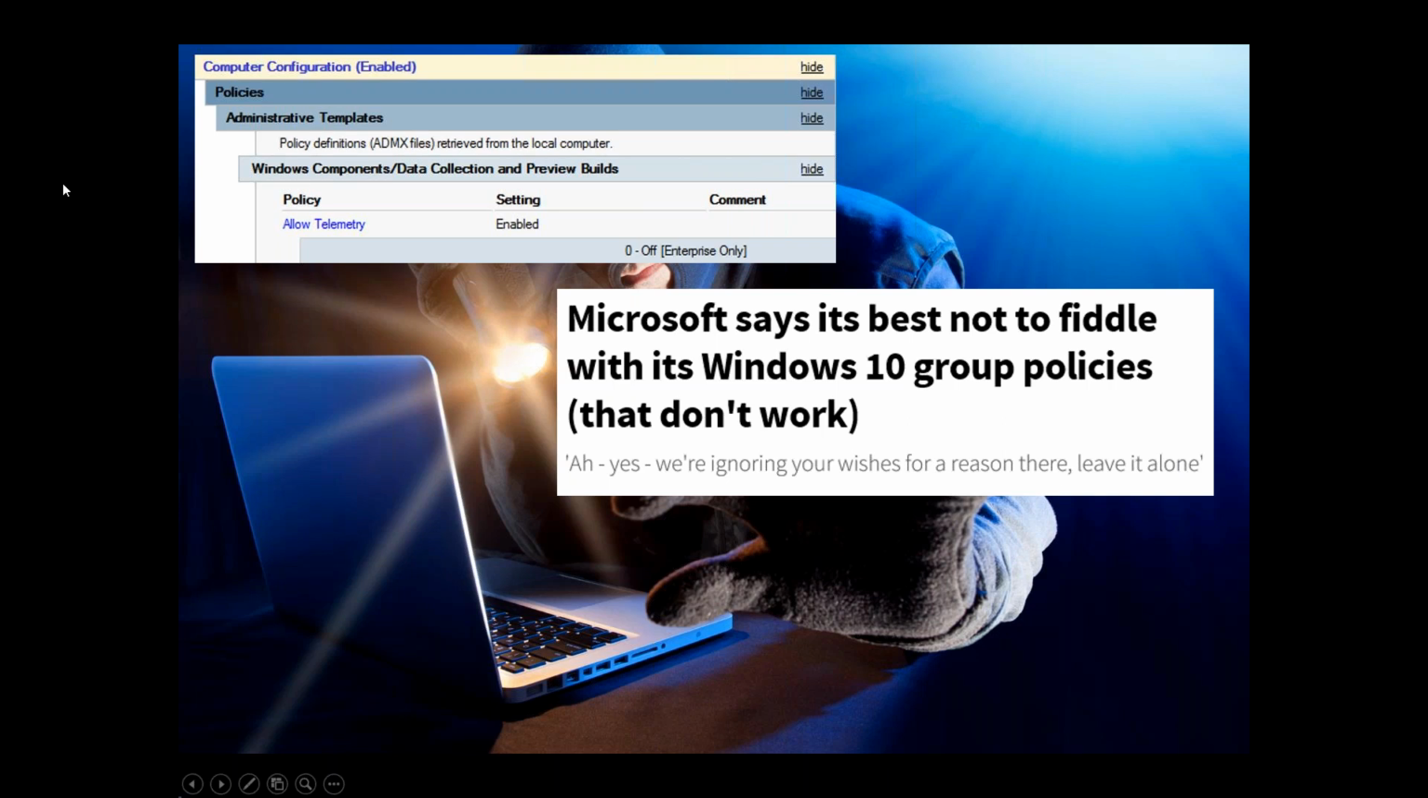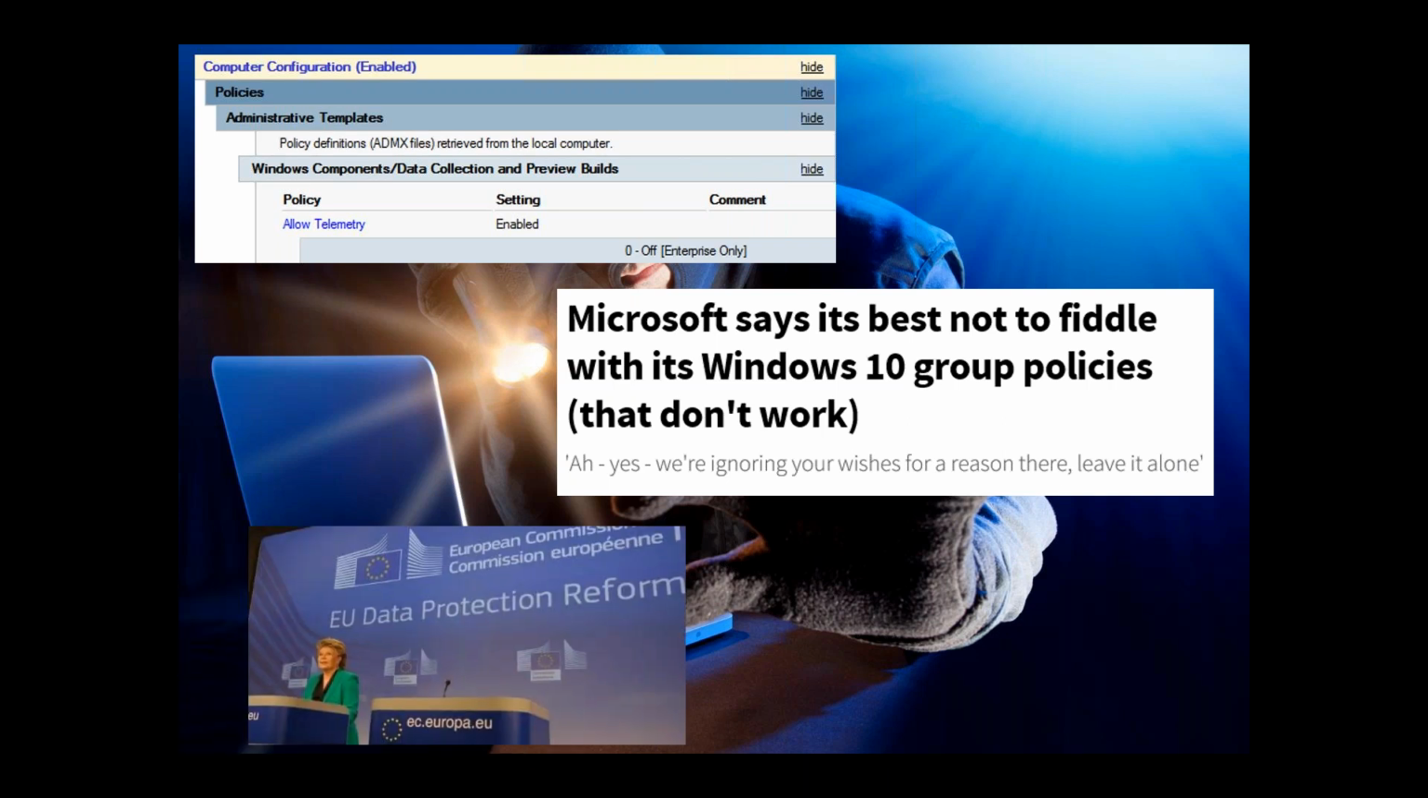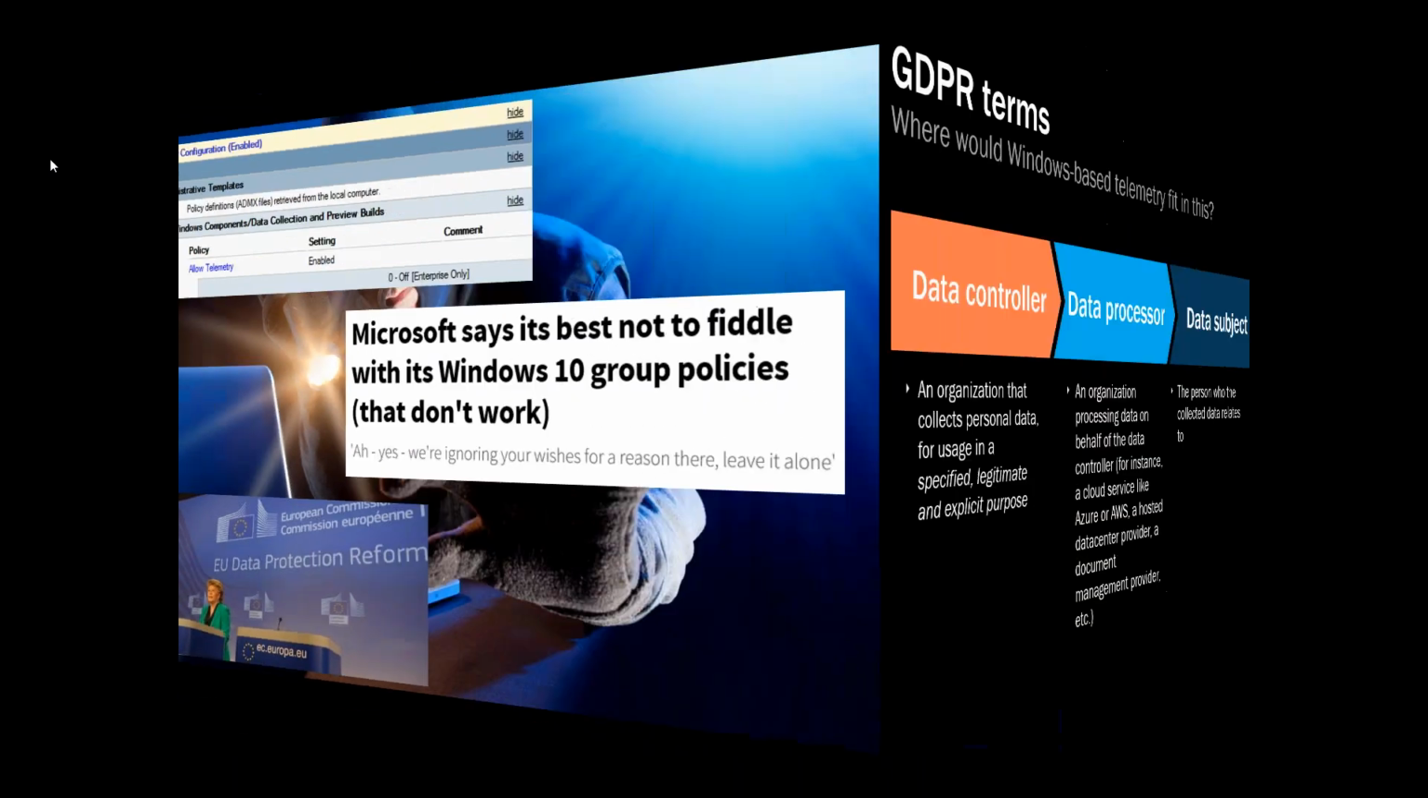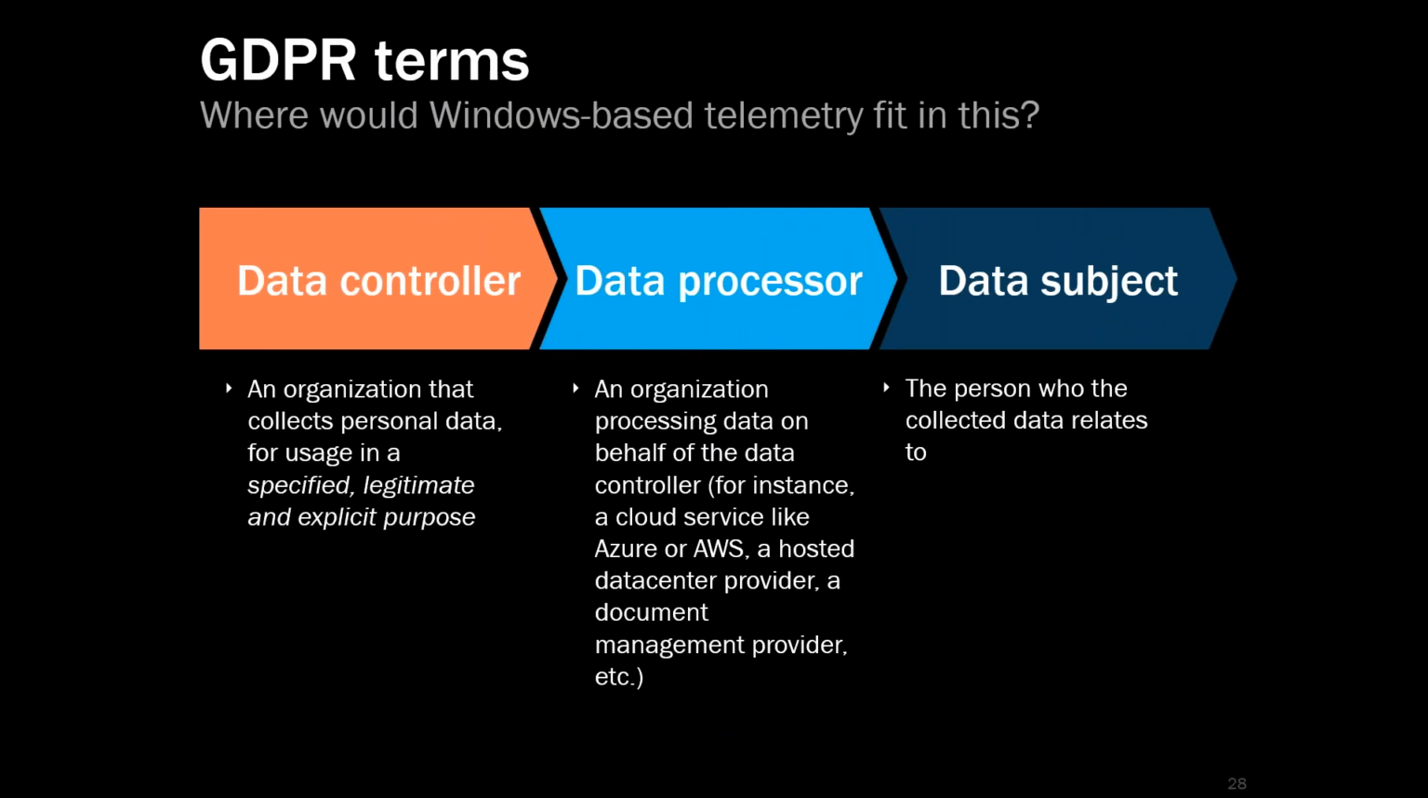Now, I don't know how many people out there are within the EU, but we have a thing coming up called EU GDPR. And this is a radical overhaul of the existing data protection laws, and it basically means that companies have got to be very specific and very in line with a lot of different guidelines about how they deal with people's personal data. And I think it's very much worth mentioning this in regard to Windows 10's telemetry.